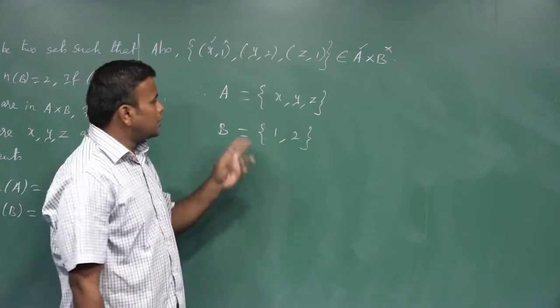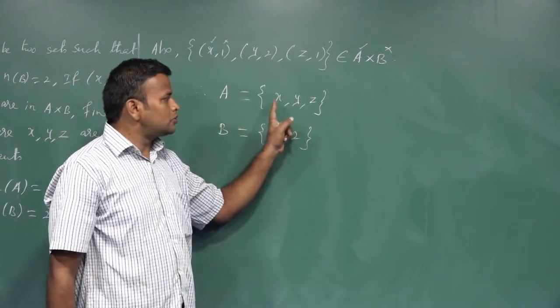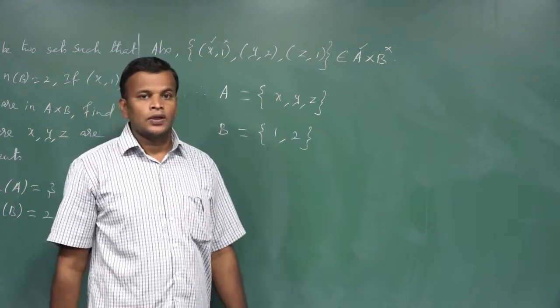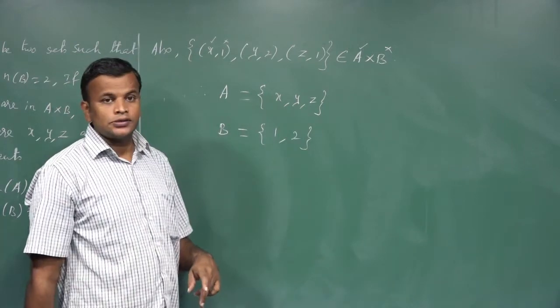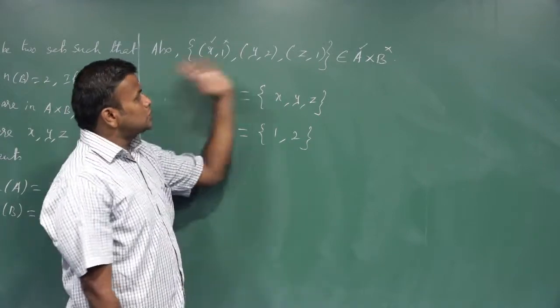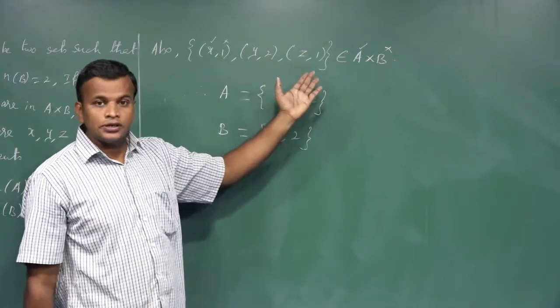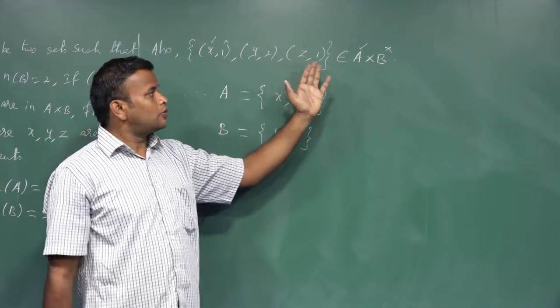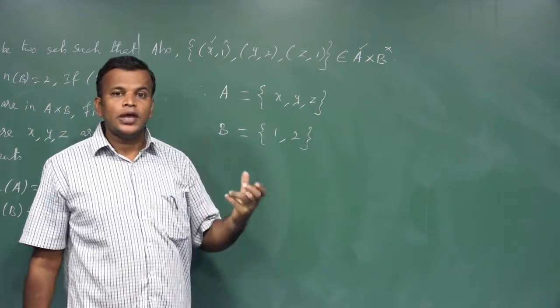We are also given n of A is 3. Okay, now we count 1, 2, 3. So n of A is 3. B contains 2 elements. So n of B is 2, so the value of B is 1 comma 2. Out of 6 ordered pairs, 3 ordered pairs are given. So using these 3 ordered pairs, we will take the values of A and B.